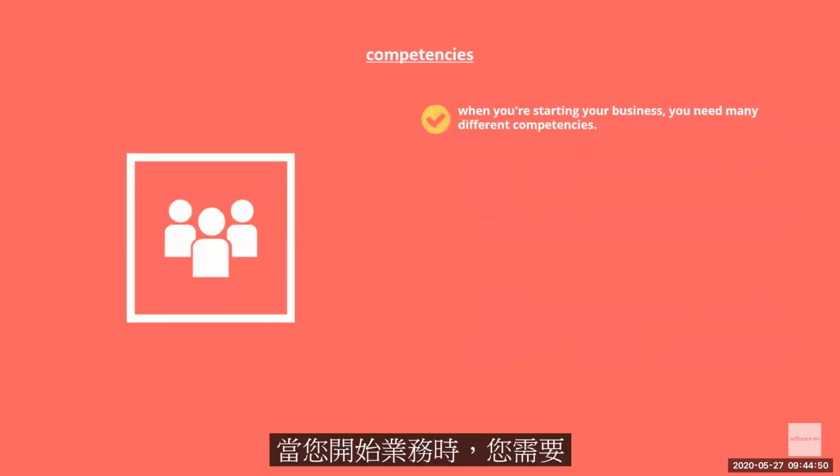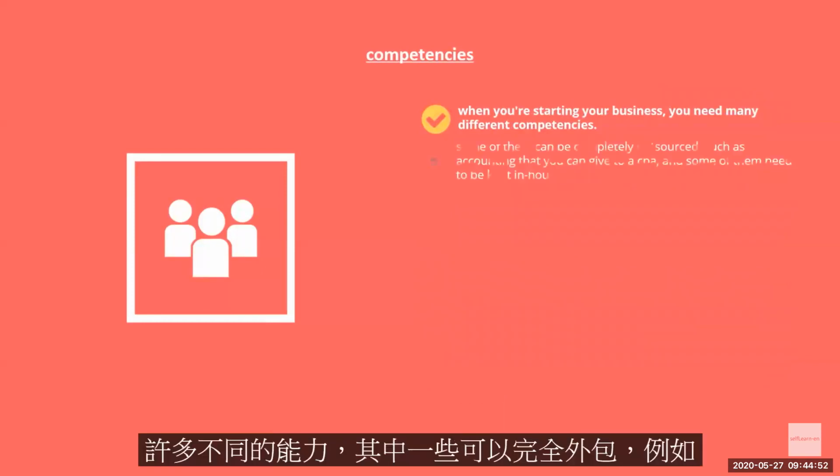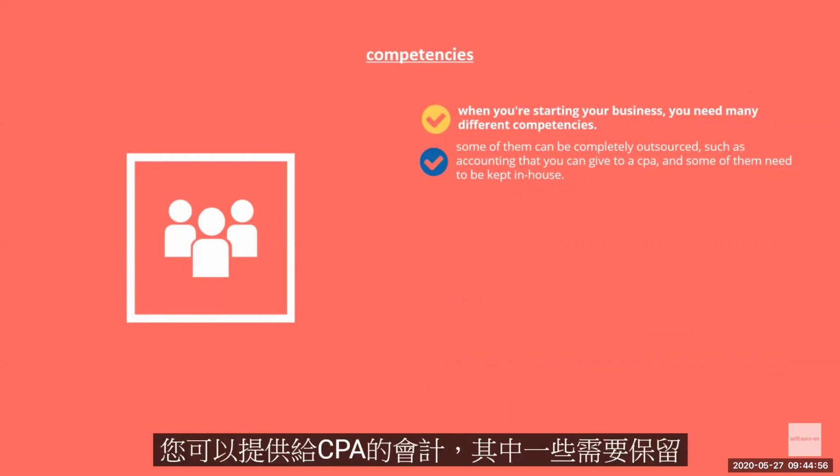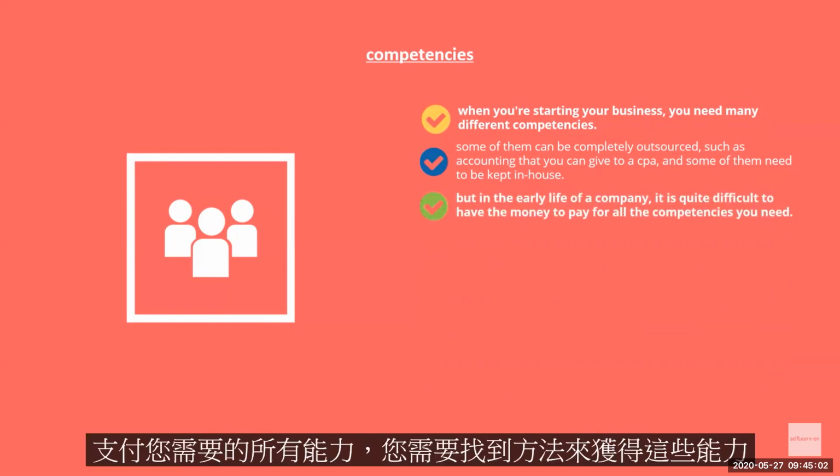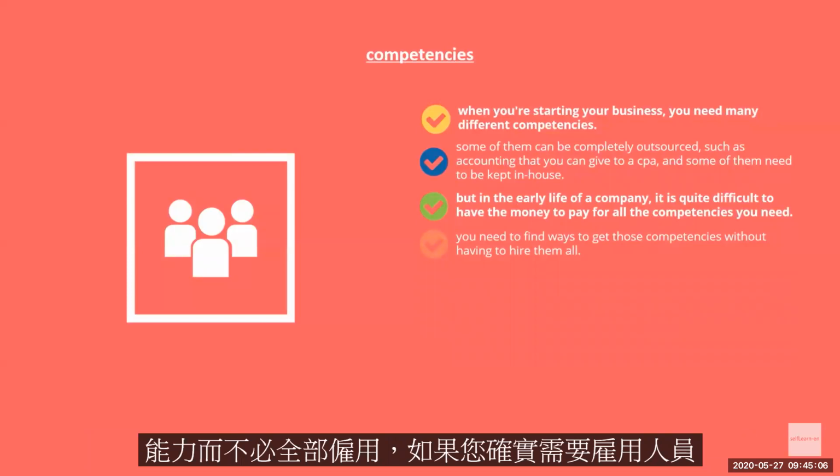When you're starting your business, you need many different competencies. Some of them can be completely outsourced, such as accounting that you can give to a CPA, and some of them need to be kept in-house. But in the early life of a company, it is quite difficult to have the money to pay for all the competencies you need. You need to find ways to get those competencies without having to hire them all.